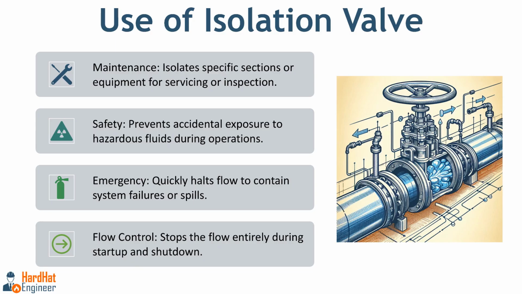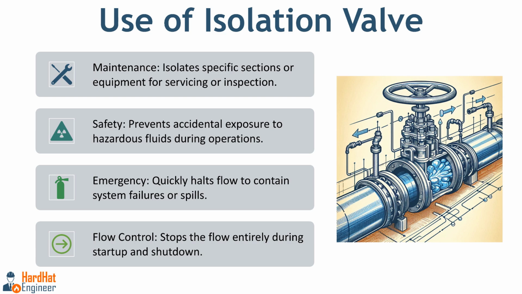Where and when isolation valves are used? Isolation valves are used in industrial applications to enhance system safety, enable efficient maintenance, and support operational flexibility. One of their primary uses is to isolate specific sections of a pipeline or equipment for maintenance, inspection, or repair without disrupting the flow in the rest of the system.